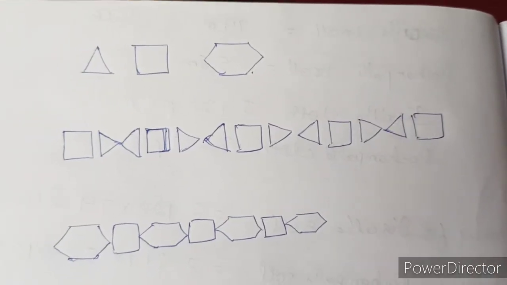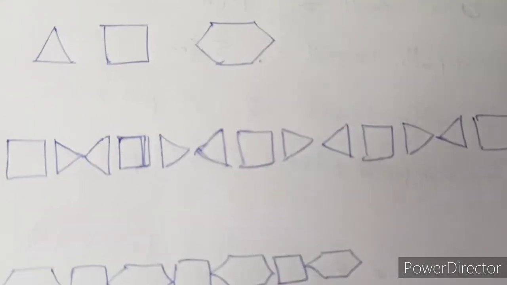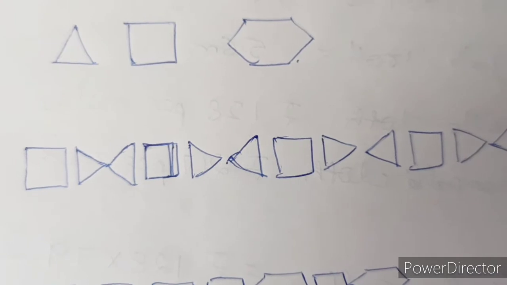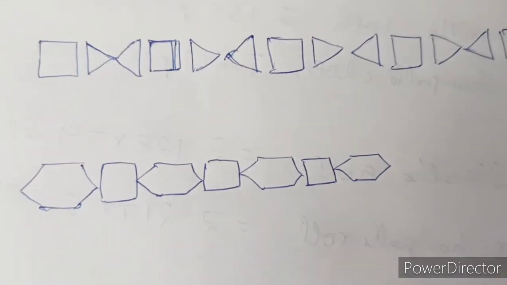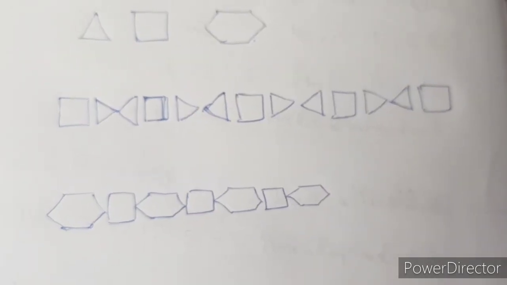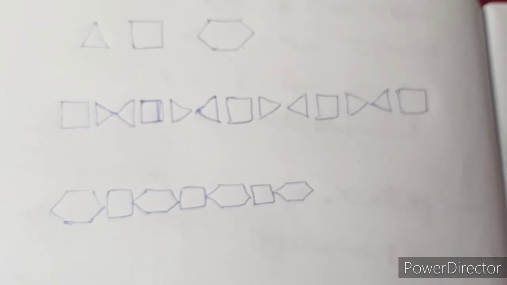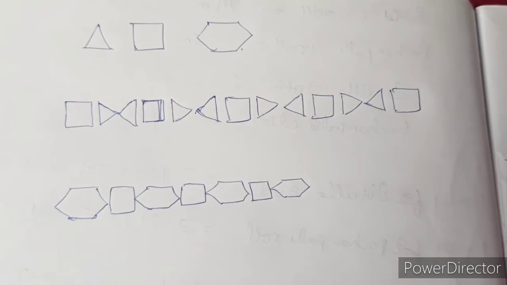See here, I have used three shapes in different patterns. In the first pattern, I have used only squares and triangles. I have taken two triangles. Next, in the second pattern, I have taken a hexagon and a square. So I have drawn two patterns. You try to draw more patterns using these three shapes. You can take all three shapes in a pattern also.